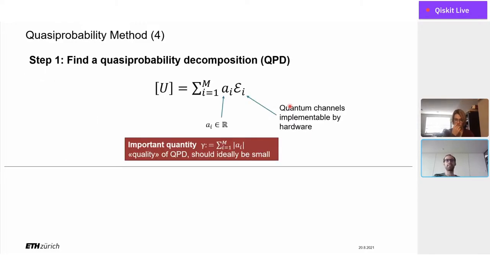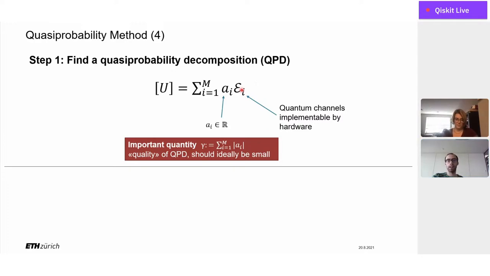So the central ingredient for the quasi-probability method is to find a so-called quasi-probability decomposition. A quasi-probability decomposition is basically nothing else than a fancy way of saying we express our ideal quantum channel as a weighted sum of some other channels E_i, and these coefficients a_i are just real numbers. And now these E_i should not be just any kind of quantum channels. They should be quantum channels that you know that your hardware can realize.